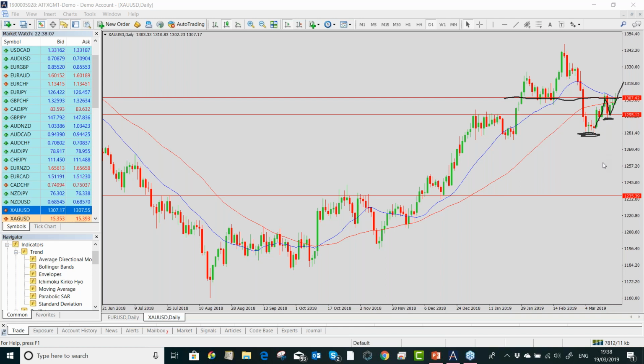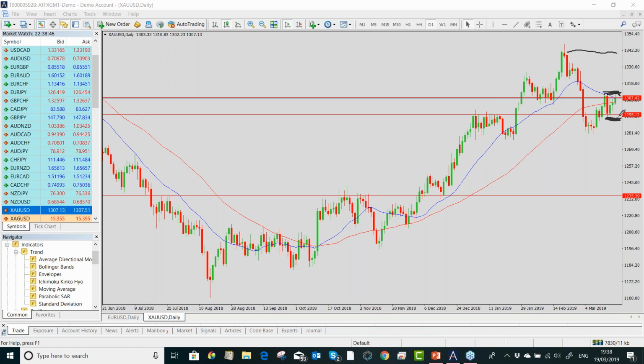So let's assume that we're going to buy at this level here, and our stop loss is going to be at this level here, and our target is going to be at this level here. And so what we need to do is measure the number of pips in between our entry level and our stop loss level. Let's call it 100 pips.